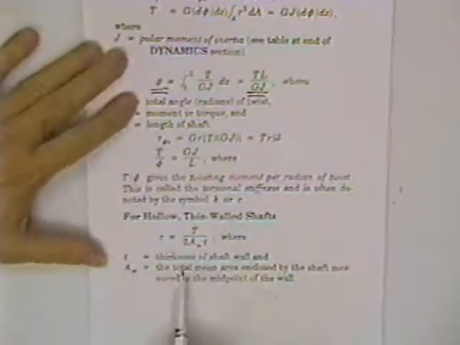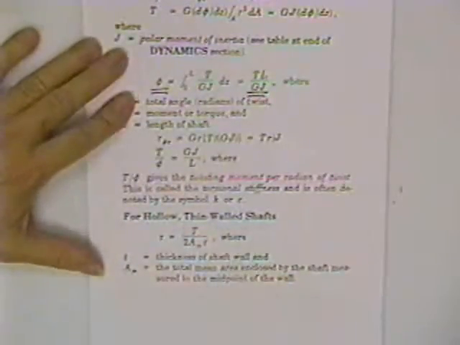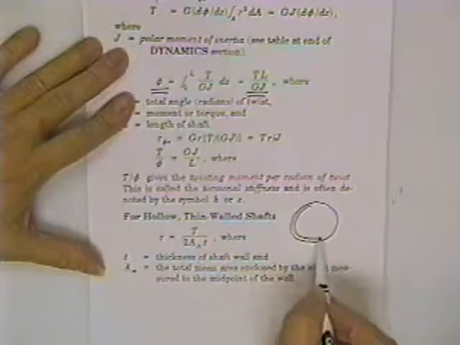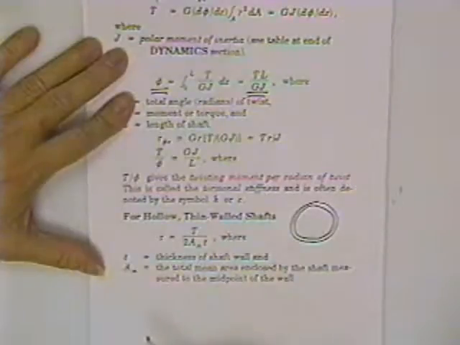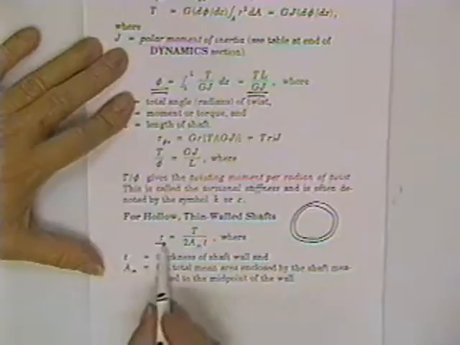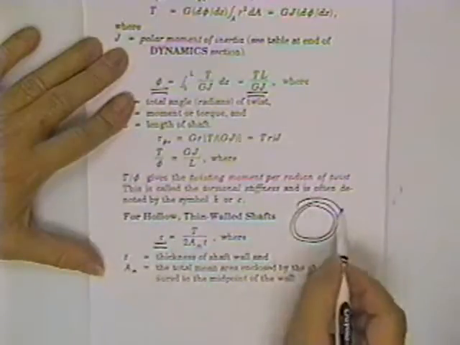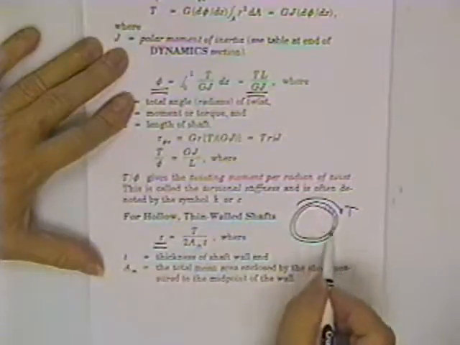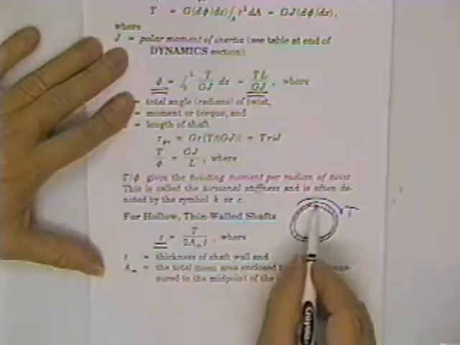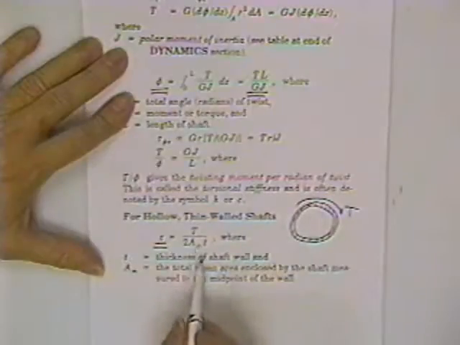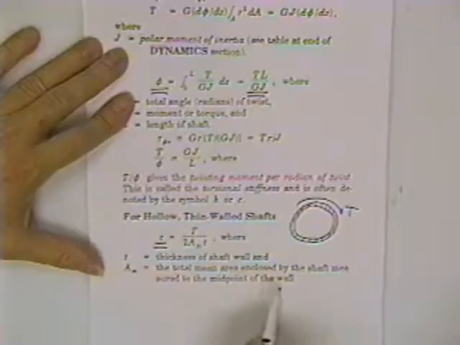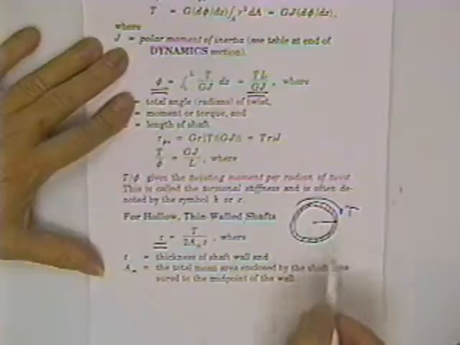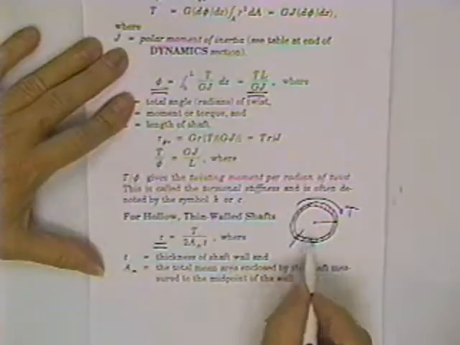He also gives you the equation for a hollow thin-walled shaft. So, for example, if you had a very, very thin, hollow, thin-walled shaft, you can say that the shearing stress is, take the applied torque divided by this area, where that area is the mean area enclosed by the shaft measured to the midpoint of the wall times how thick is the wall.